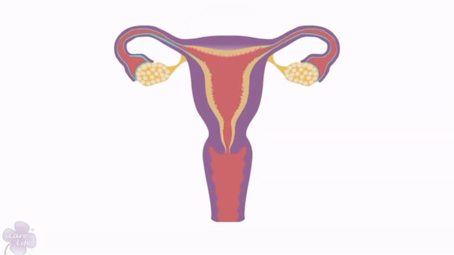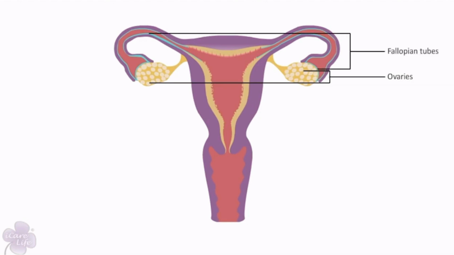The internal parts of the female reproductive system include a pair of ovaries that produce ovum, a pair of fallopian tubes that provide a site for fertilization of ovum, a uterus where a zygote develops into a baby, and a vagina which receives the sperms and provides an opening for the birth of a baby.